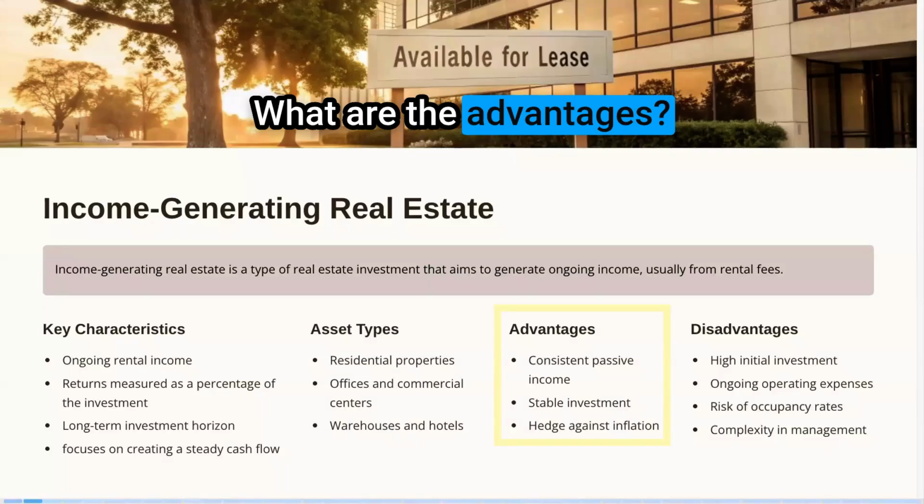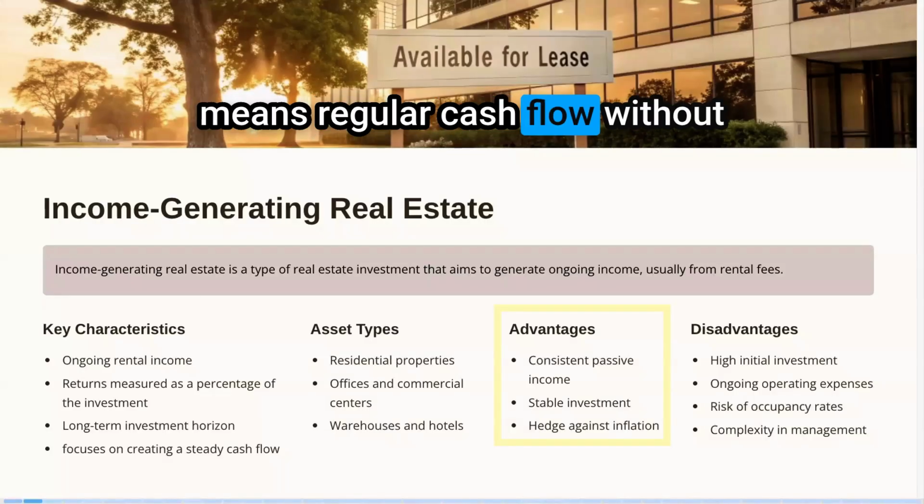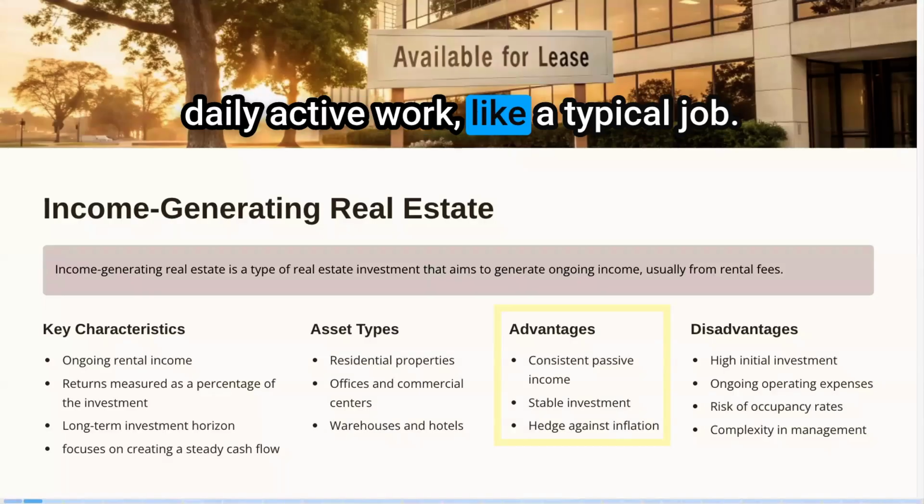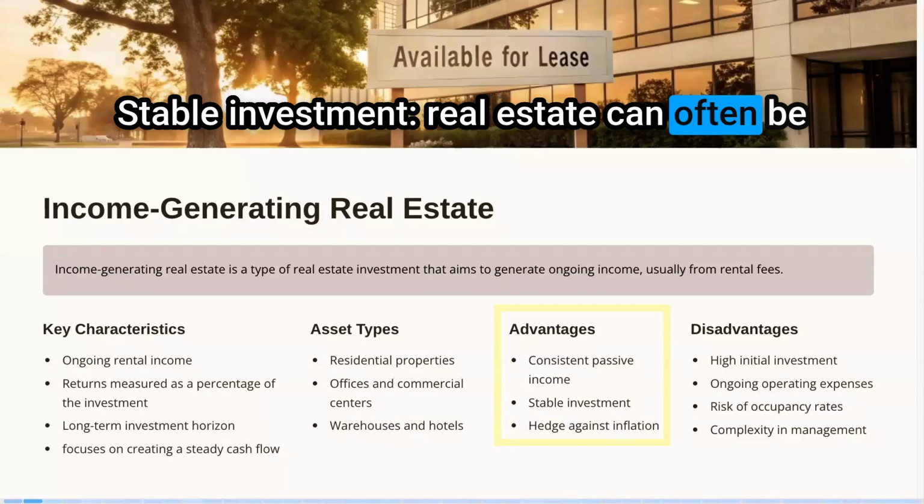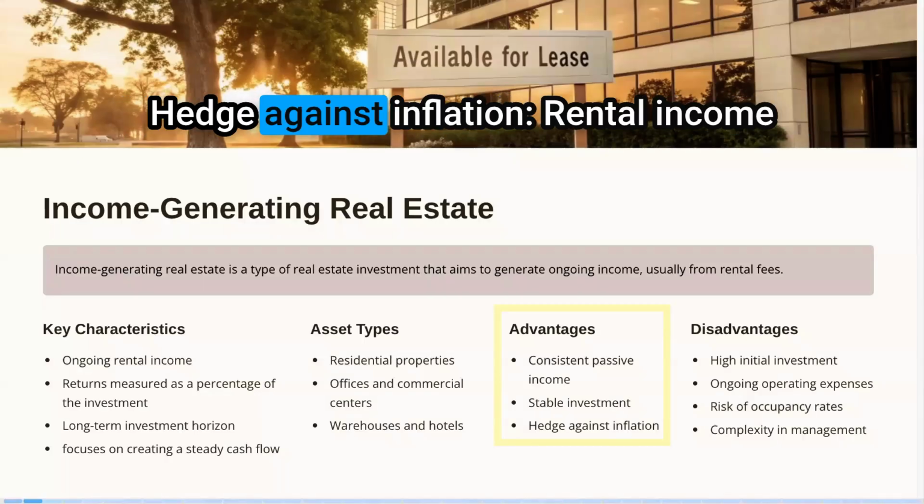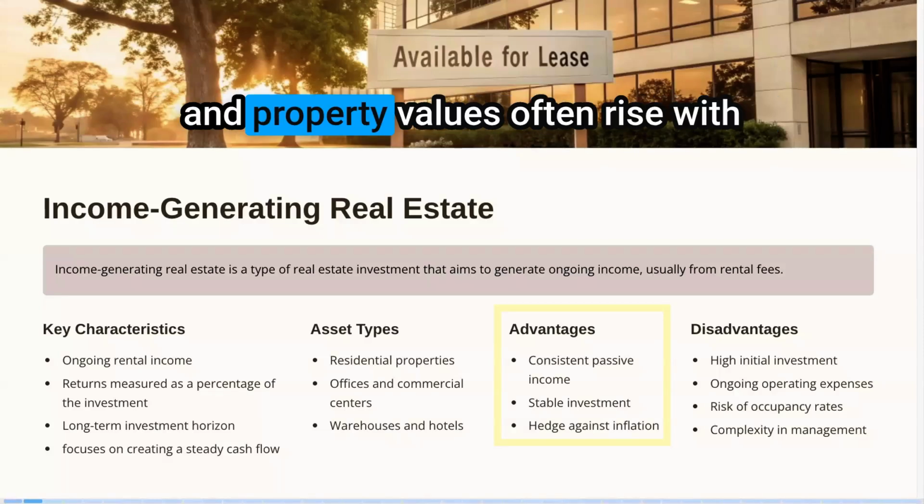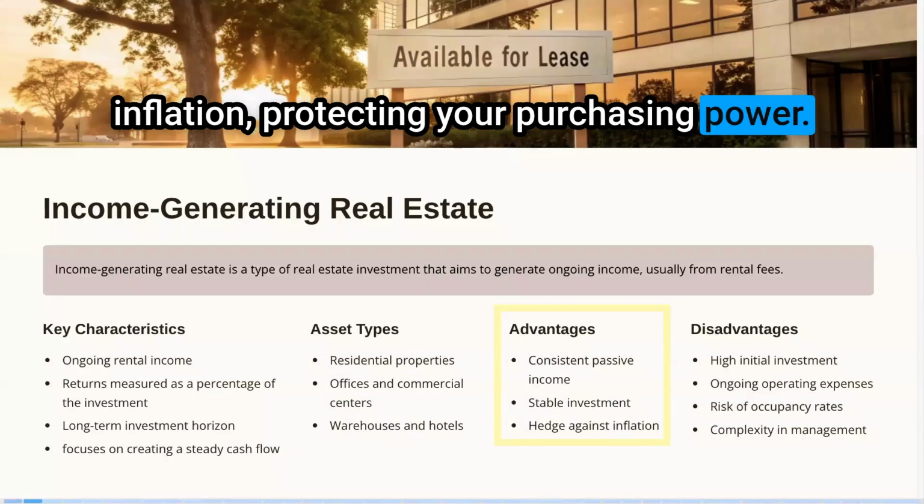What are the advantages? Consistent passive income. This means regular cash flow without daily active work like a typical job. Stable investment. Real estate can often be less volatile than other investment types. Hedge against inflation. Rental income and property values often rise with inflation, protecting your purchasing power.